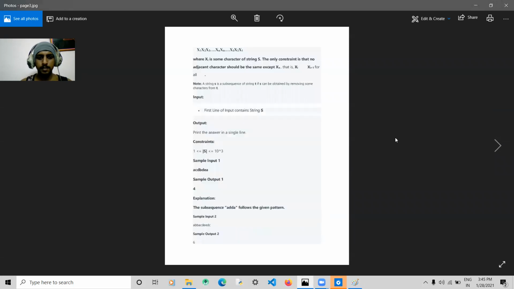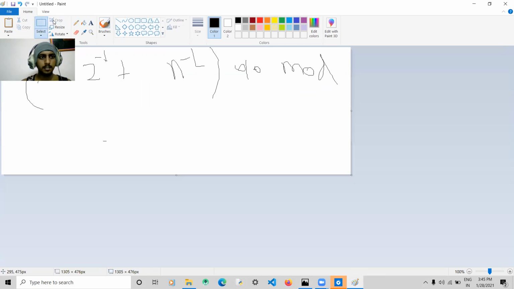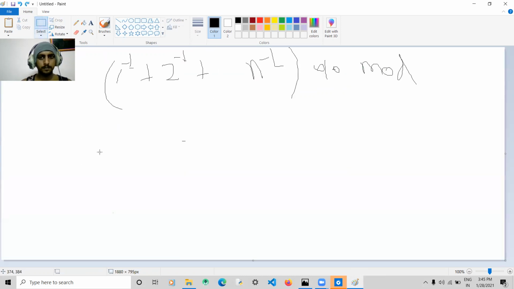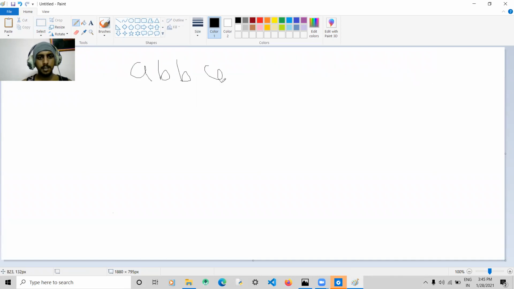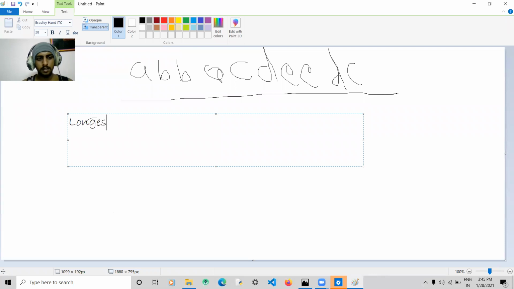The third problem is basically saying, in simple words, that given a string, say a b b a c d e e d c, find the longest palindromic substring. You can find the normal palindromic substring code on the internet.